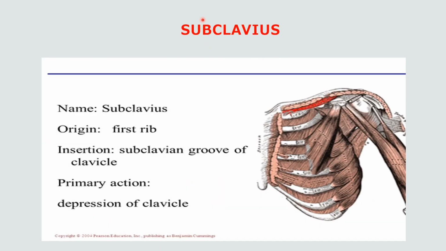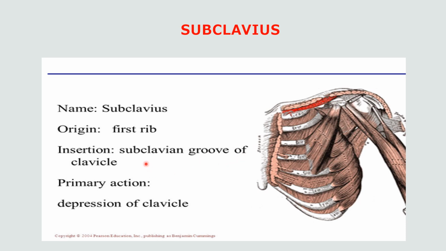Let us discuss the subclavius muscle. As you can see in this picture, subclavius is a triangular muscle. The origin of the muscle is the junction of the first rib and its costal cartilage. Insertion: it is inserted into a groove on the undersurface of the middle 1/3 of the clavicle, where you have the subclavian groove.